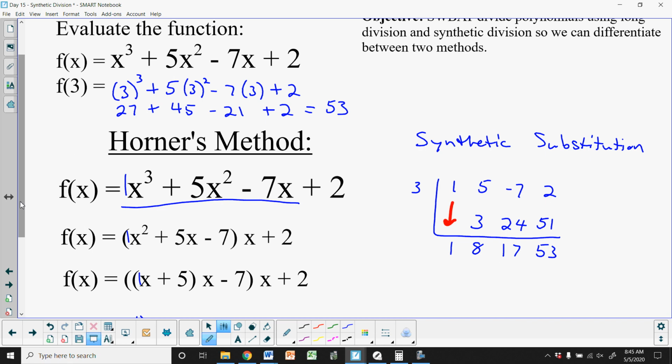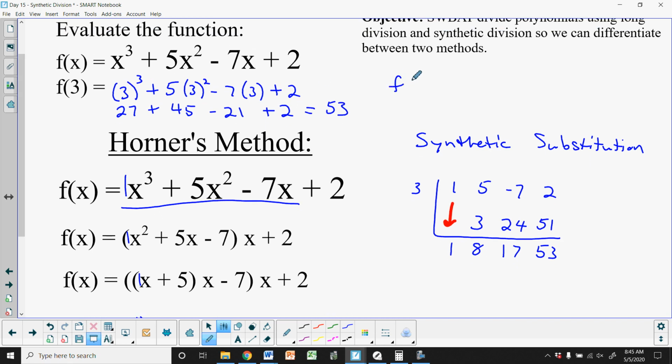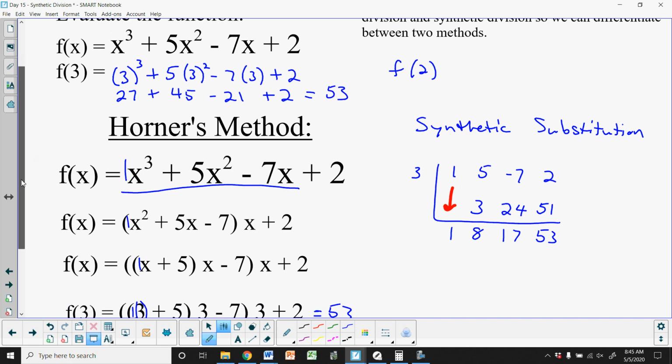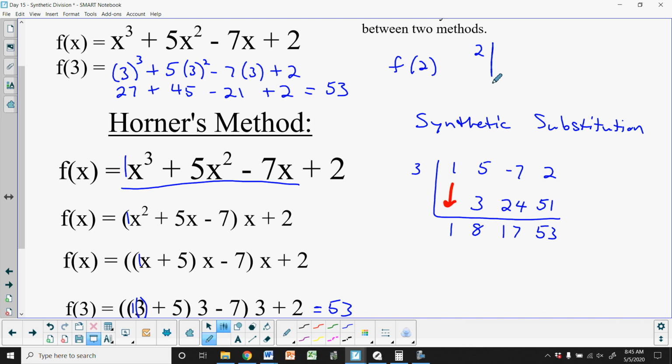If we want to know what is f of 2, well, we could do this process. We take a 2, we put up our thing here, we have 1, 5, -7, 2. So we bring the 1 down. 2 times 1 is 2. We add 5 and 2 is 7. 2 times 7 is 14. -7 plus 14 is 7. 2 times 7 is 14 again. 2 plus 14 is 16. So if you insert in a 2, we get 16.